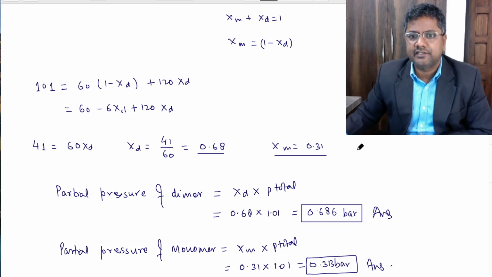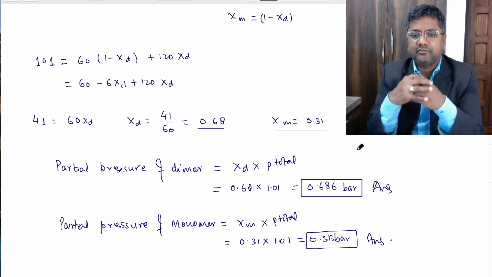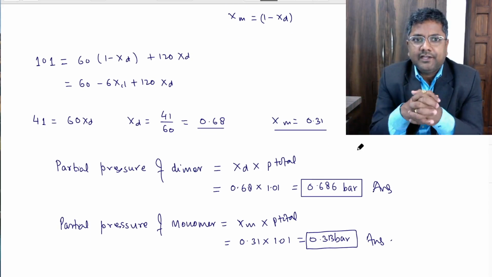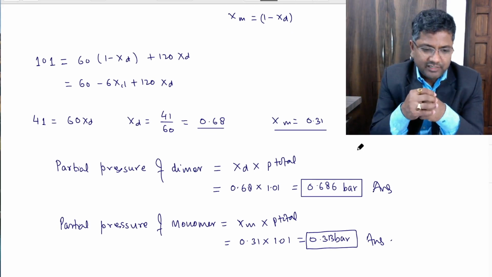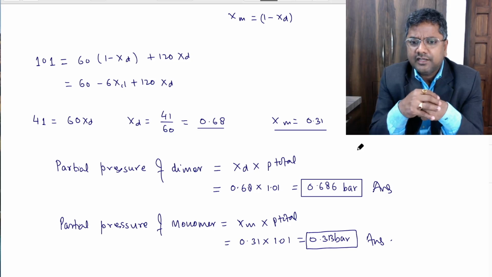Right? So in this way you can calculate this. I think I have considered all varieties of questions based on PV equal to nRT and Dalton's law of partial pressure. Right? Now I will take up the next topic, that is the kinetic theory of gases.